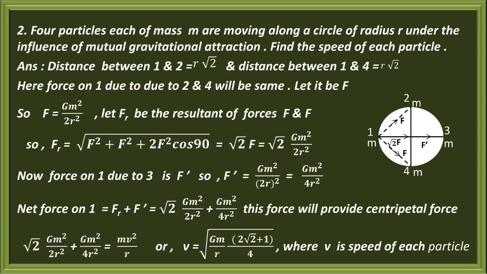This force will provide the centripetal force. So we can write the net force on 1, which is root 2 Gm square by 2R square plus Gm square by 4R square equal to mv square by R. From here we can calculate the velocity of each particle, that is v equal to root under Gm by R into 2 root 2 plus 1 by 4. This is the answer. Now question number 3.